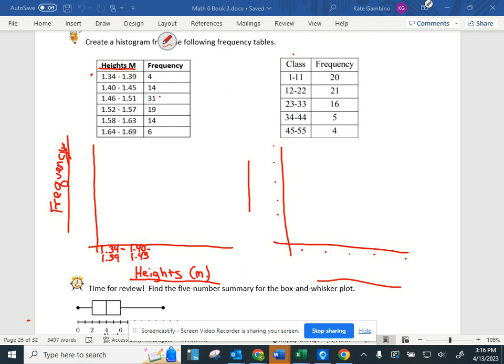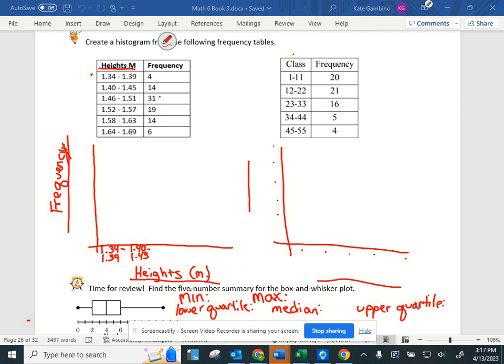And then on the bottom, for the box and whisker plot, it says the 5-number summary. So remember, the 5-number summary is the minimum, the maximum, the lower quartile, the median, and the upper quartile. So remember, the minimum and maximum are the lowest and the highest.